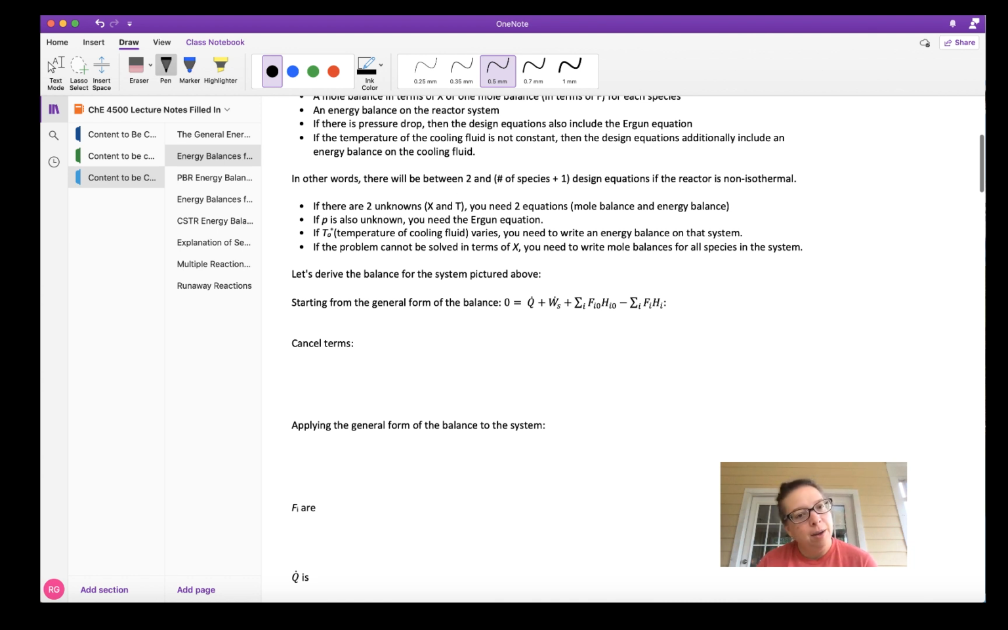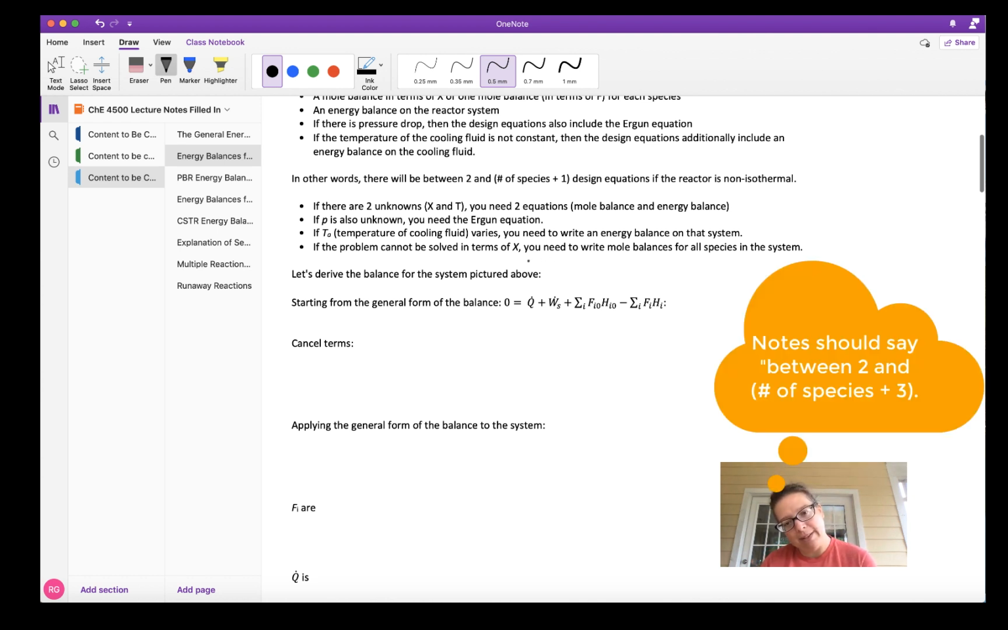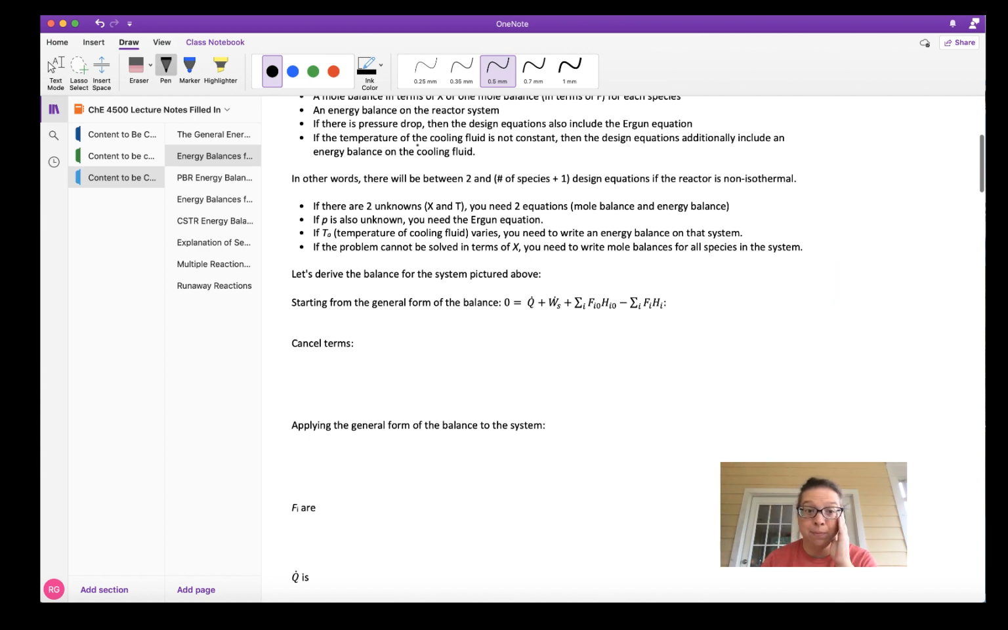If the pressure is also unknown due to pressure drop, then we would add an additional equation, which would be the Ergun equation. If the temperature of the cooling fluid varies along the reactor, then we would have another energy balance, but this one would be for the cooling fluid. And of course, if the mole balance can't be solved in terms of X, then we would need to write mole balances for each species in the system.